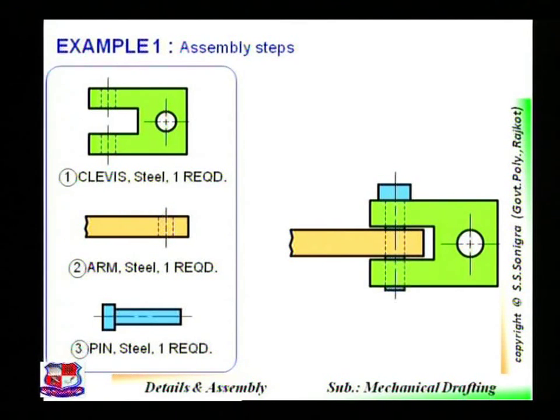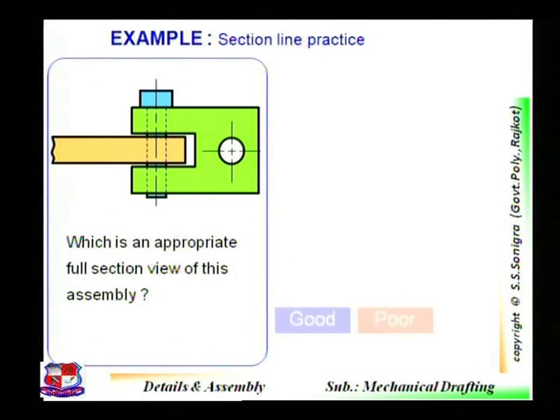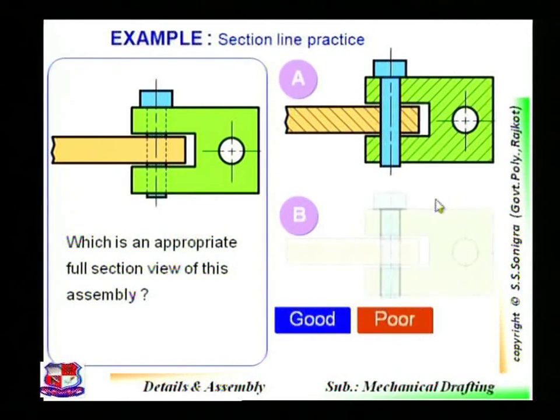Now a second example about section line practice. If this is the component, which is an appropriate full section view of this assembly, if this is the assembly, which is the good one, A or B?